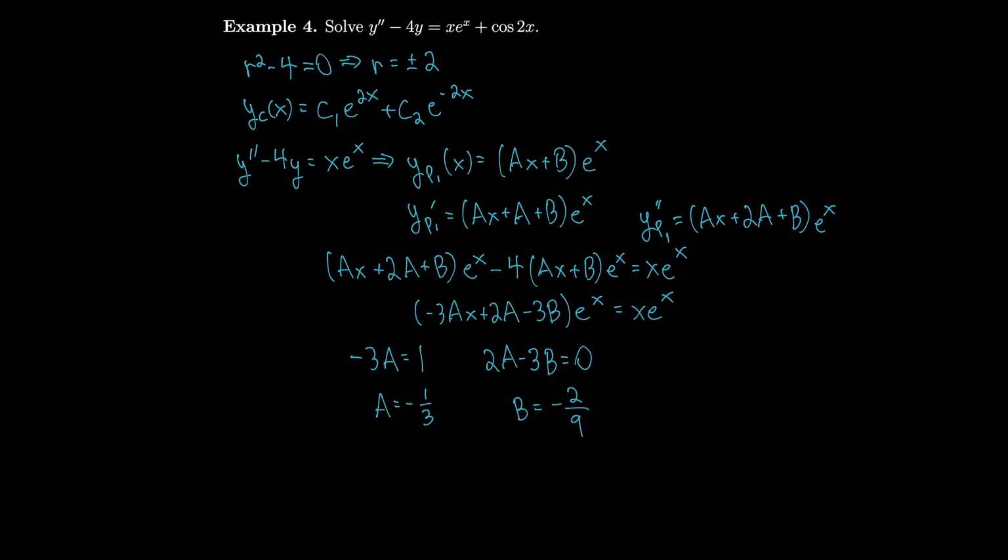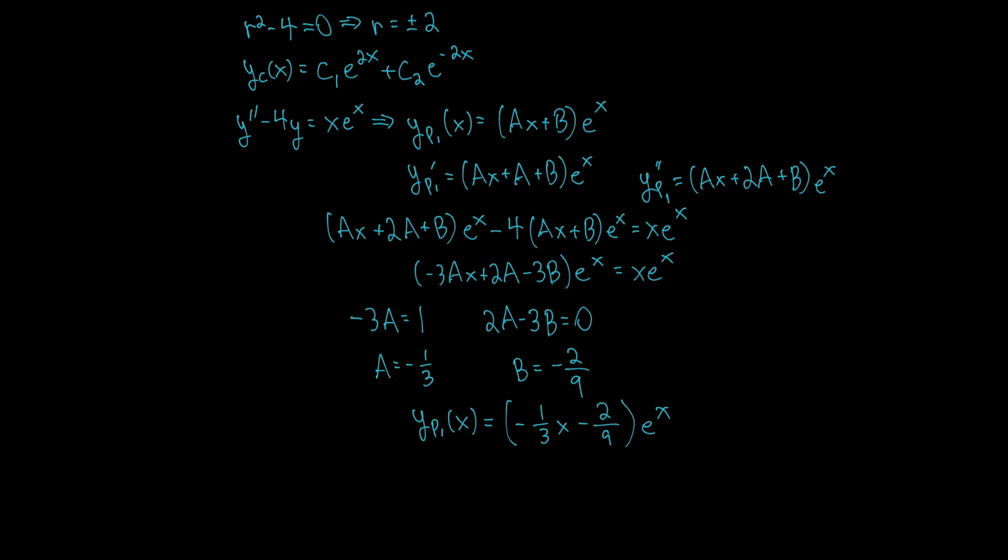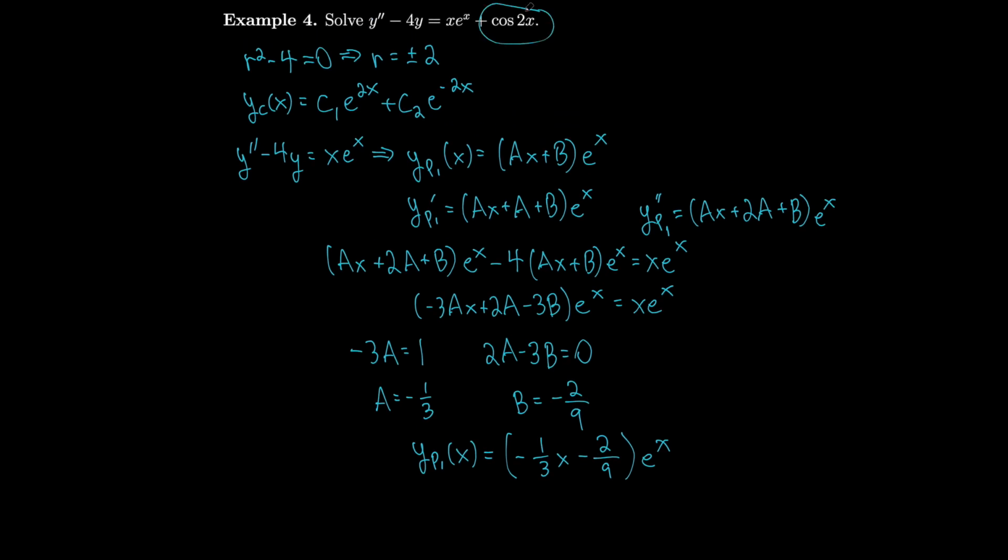So that means that our particular solution yp1 of x is (-1/3 x - 2/9) e to the x. So that's only half of it, though. We still haven't dealt with the cosine, so let's do that now.